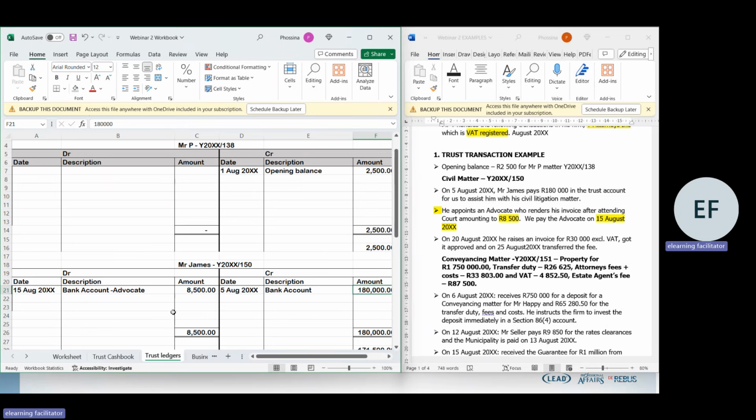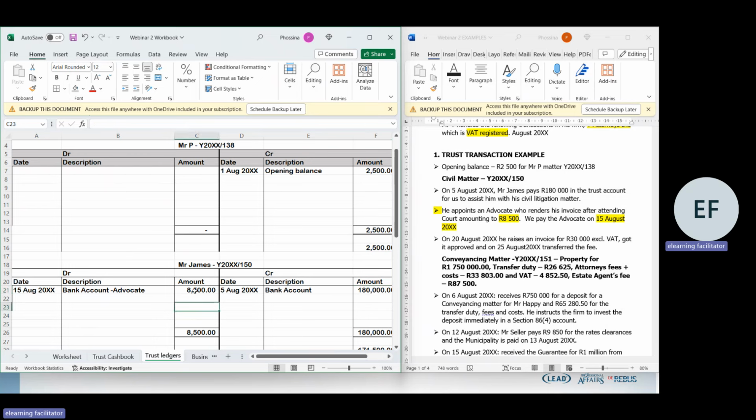We told the client we've appointed an advocate, he spent a day in court, and he has given us an invoice. So we have to communicate with the client as well in whatever that we are doing. We don't just pay, we inform the client so that he's aware.